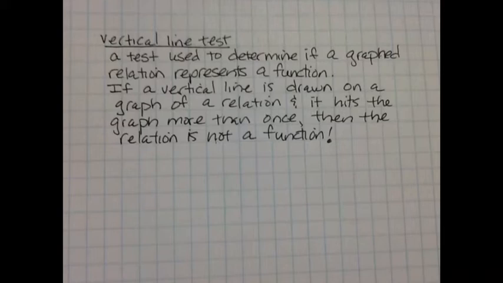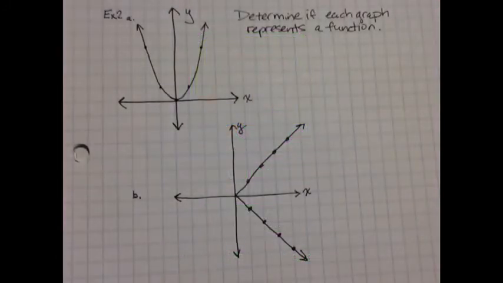Let's take a look. For example 2, we're going to determine whether each relation or graph represents a function. And we're going to do that using the vertical line test. So if we look at example 2, part A, we have what we should recognize as a parabola. If you don't remember, we'll go over that soon.